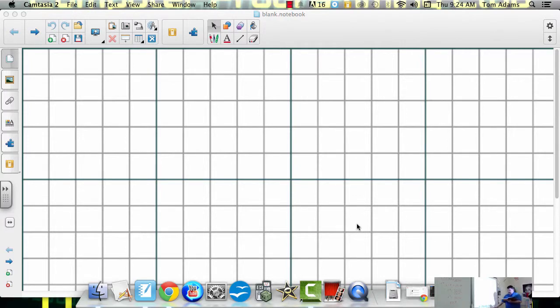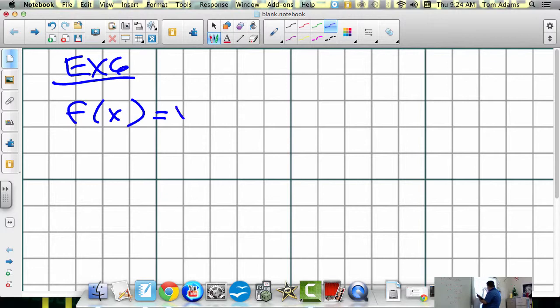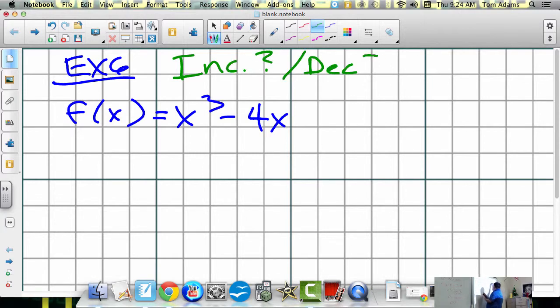All right, so now for example number 6. Example number 6, we're given the function f of x is equal to x cubed minus 4x. And we're basically told the same thing: when is this thing increasing, and when is it decreasing? So based on our previous example, what's the first thing?